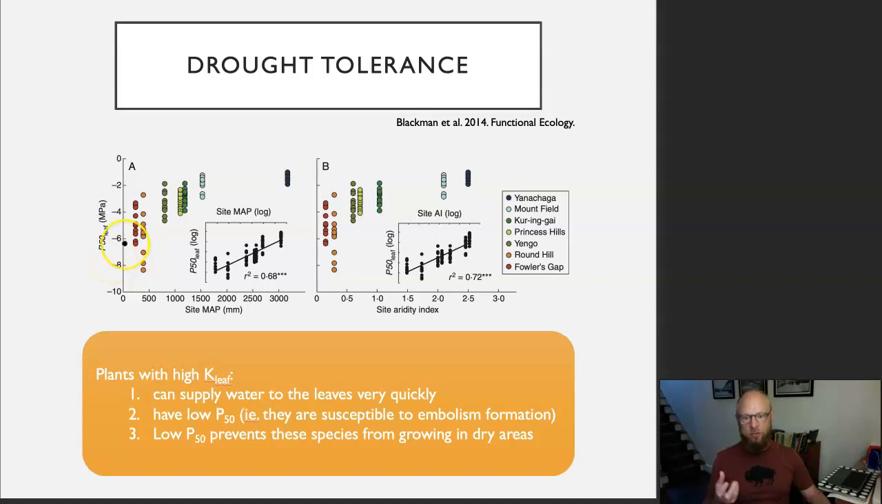All right? And so for maintaining growth under drought, that's a good thing. So what you see here, we can look at this log transformed data here that shows it nicely. Plants growing in wet areas, they are not able to resist embolism formation because they have large pipes. Plants growing in dry places are able to resist embolism formation because they have these smaller pipes. All right, so that's the trade-off with drought.